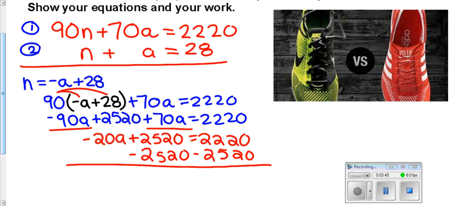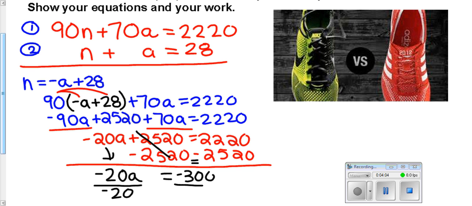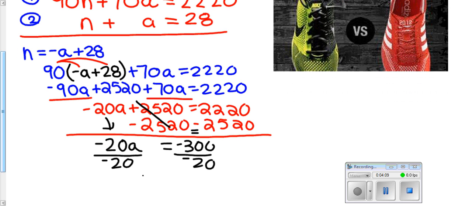And when we subtract that, we bring down the negative 20a. That cancels out. And then on this side, we're left with negative 300. And so when we divide both sides by negative 20, we get a equals 15.